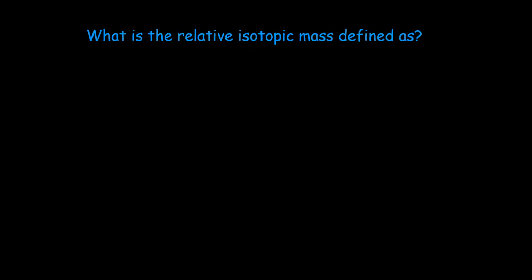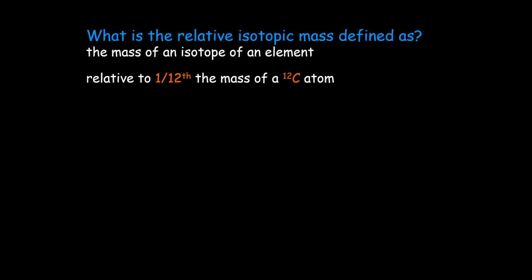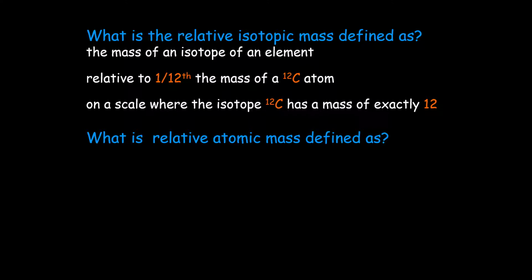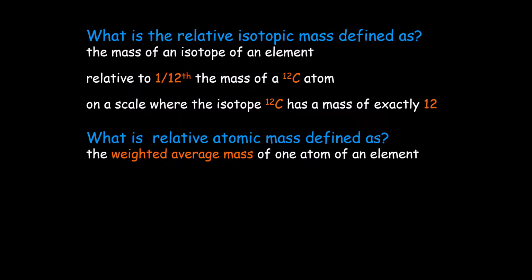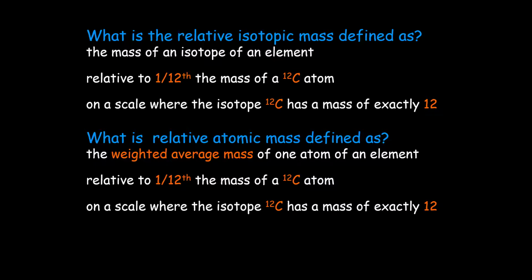The relative isotopic mass is the mass of an isotope of an element relative to 1/12 the mass of a carbon-12 atom on a scale where the isotope carbon-12 has a mass of exactly 12. Relative atomic mass is the weighted average mass of one atom of an element relative to 1/12 the mass of a carbon-12 atom on a scale where the isotope carbon-12 has a mass of exactly 12.